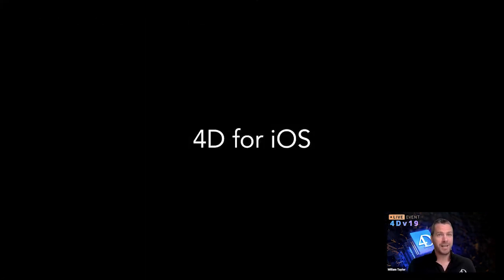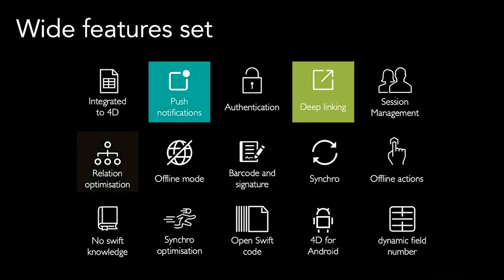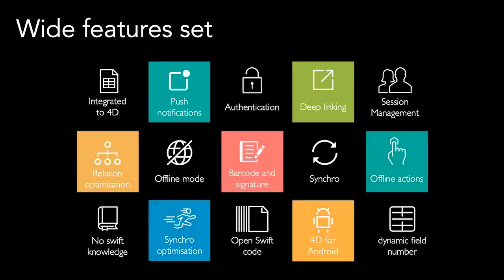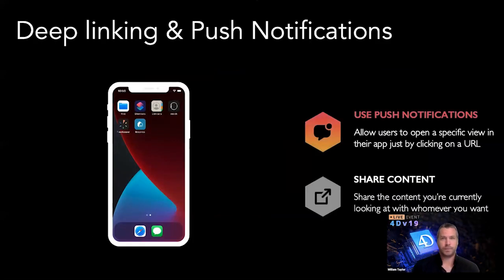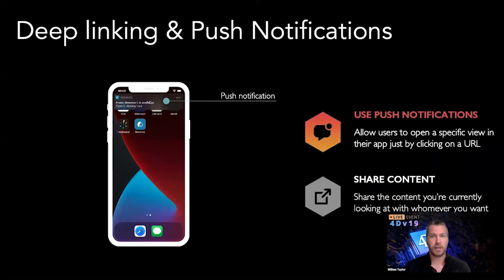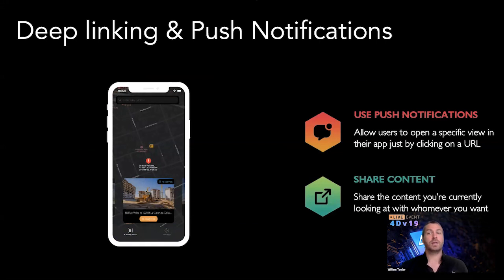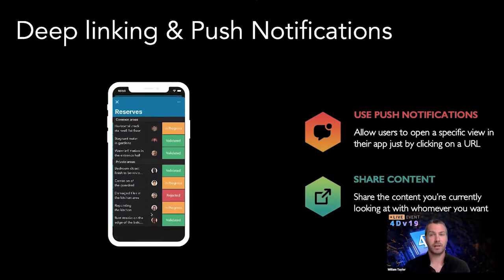Now let's talk about 4D for iOS. So 4D for iOS has been enhanced with a set of features that are essential for any mobile app. And all these were added in v18 R releases. So deep linking in combination with push notifications will keep your iOS app users engaged and informed. This feature allows you to bring them directly to the desired place in your application with a single click, ensuring a seamless user experience.